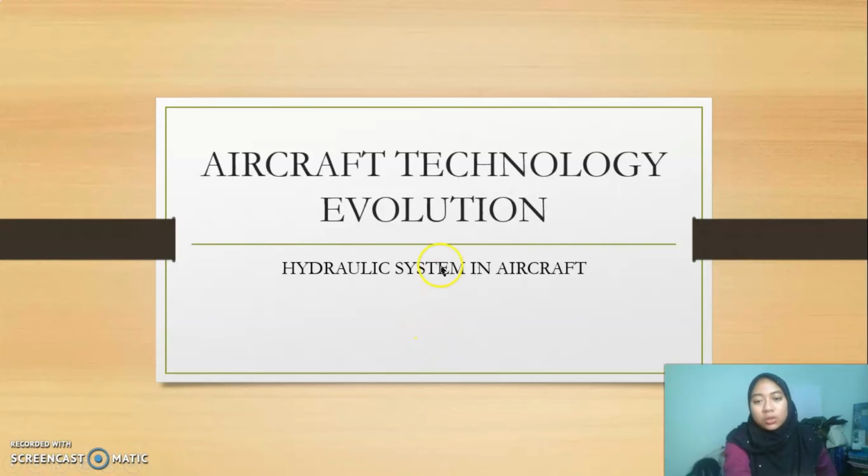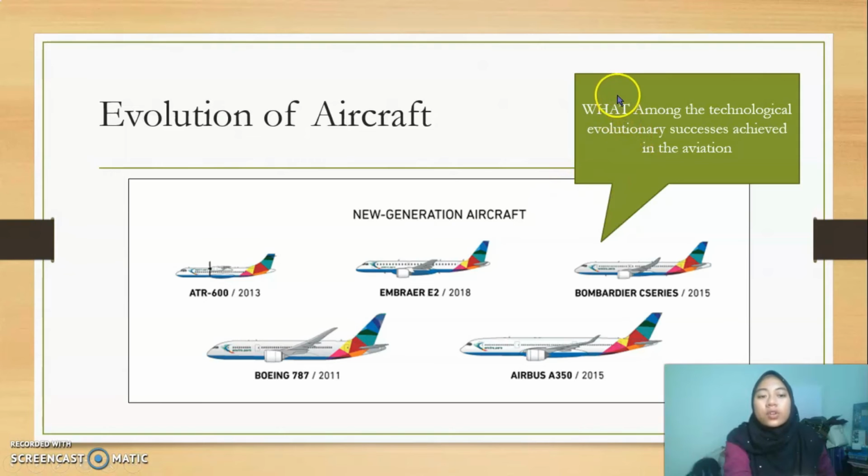So now I would like to present about aircraft technology evolution. What are the technological evolutionary successes achieved in aviation? This is a new generation of aircraft. In 2013, there are ATR 600, and next is 2018 Embraer E2, Bombardier C series in 2015, and in the same year 2015 there are Airbus A350 and Boeing 787 in 2011. So that's all from me. Thank you.